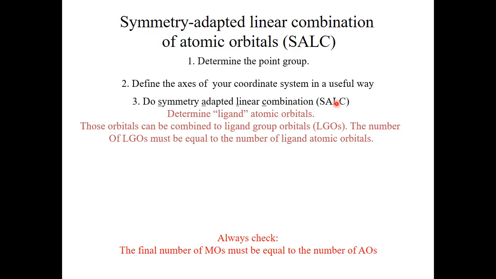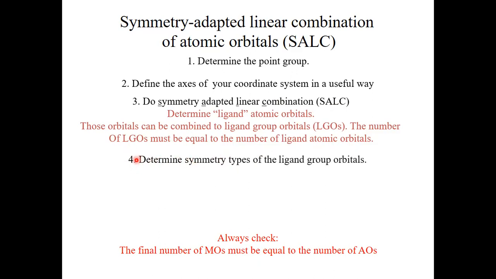Then we combine ligand orbitals to form so-called ligand group orbitals. These are usually the valence orbitals in the ligand that symmetry operations can interconvert. The number of the ligand group orbitals must be equal to the number of ligand atomic orbitals from which they have been constructed.